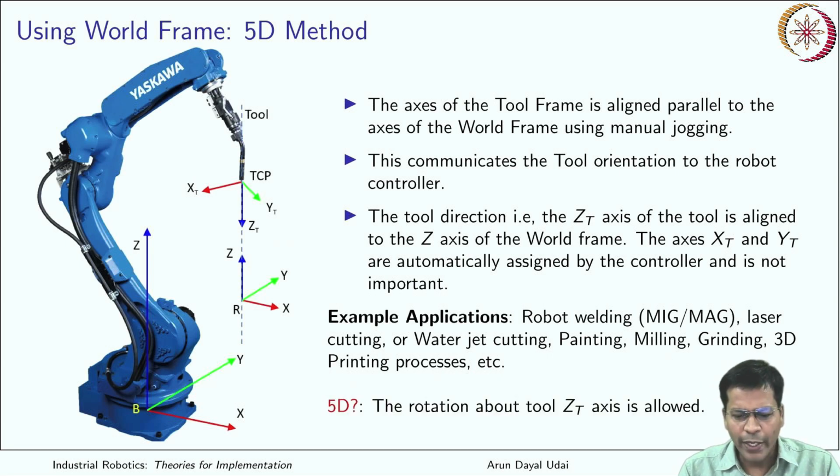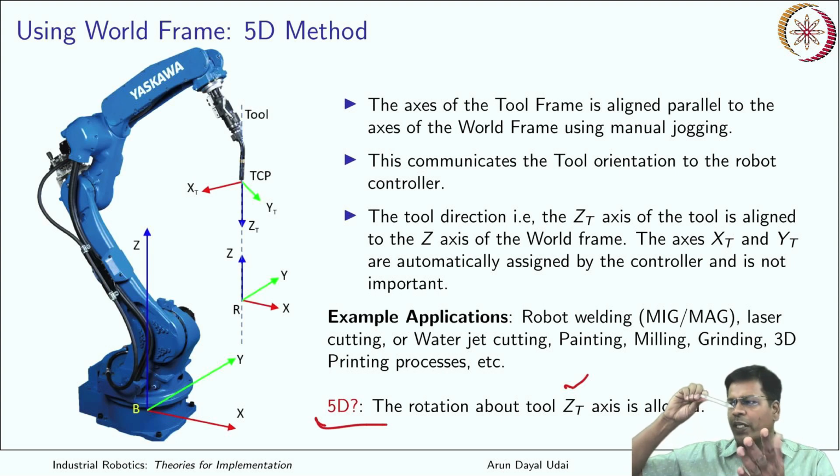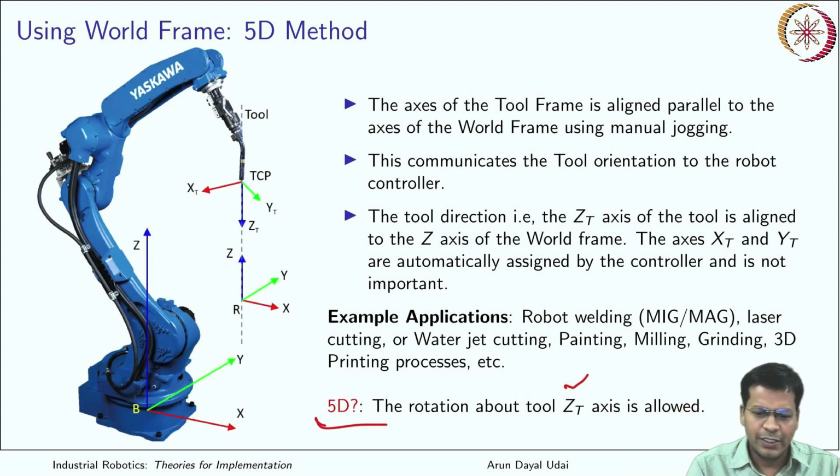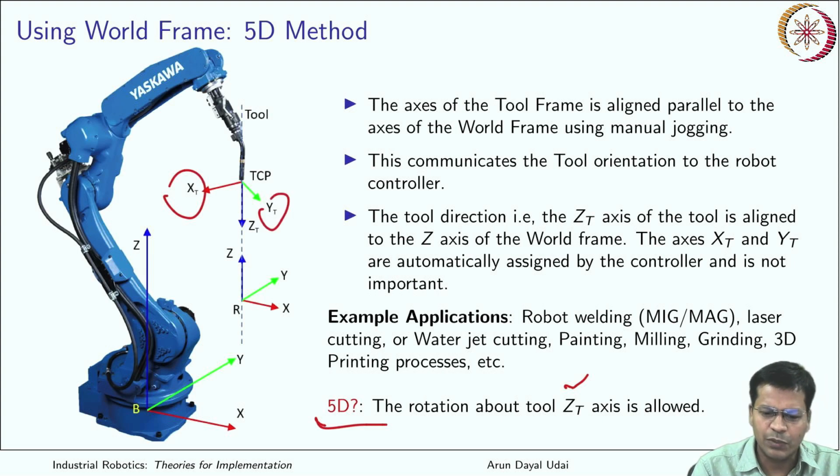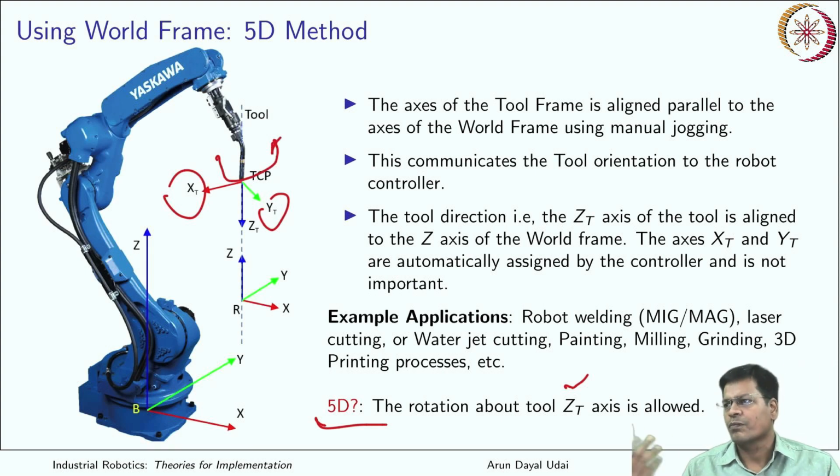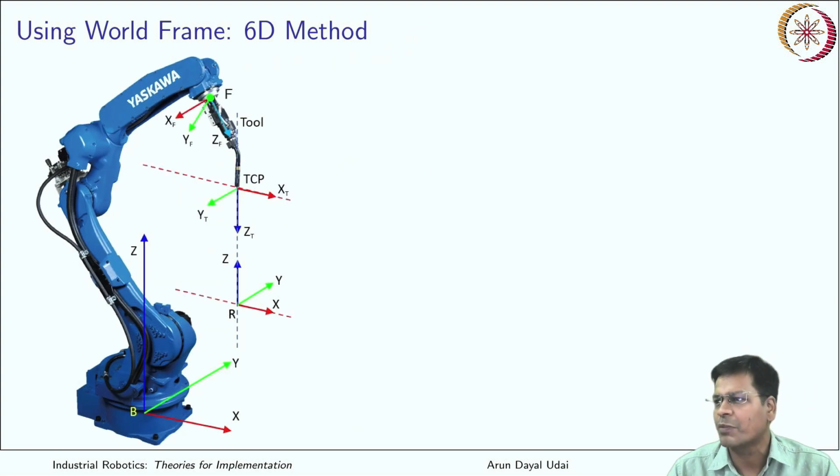Why is it 5D? Because rotation about the Z axis is allowed. Everything else is constrained. Out of the 6 constraints that you can put in this tool frame, only one motion is allowed. The rest gets constrained. So this is allowed. You can rotate the tool about the axis, that is, X and Y can have any position with respect to the Z axis. So this rotation is allowed, and that is known as the 5D method of calibration, where these two are aligned. Okay, so let us look at the 6D method now.